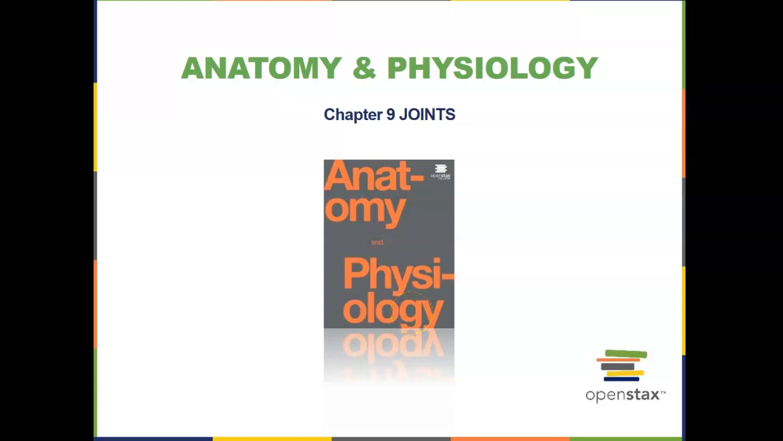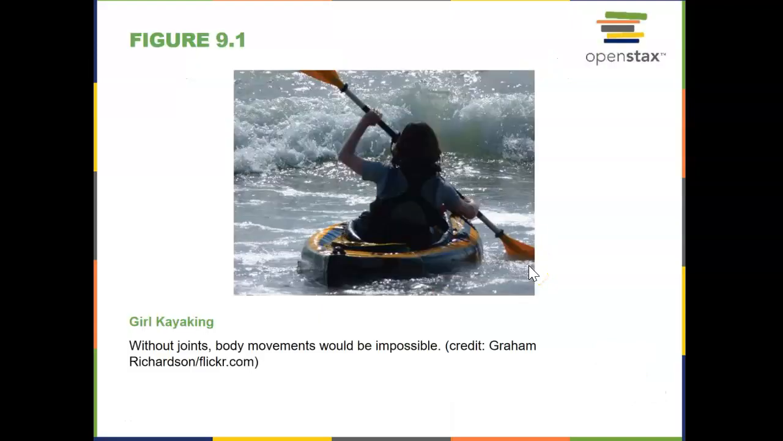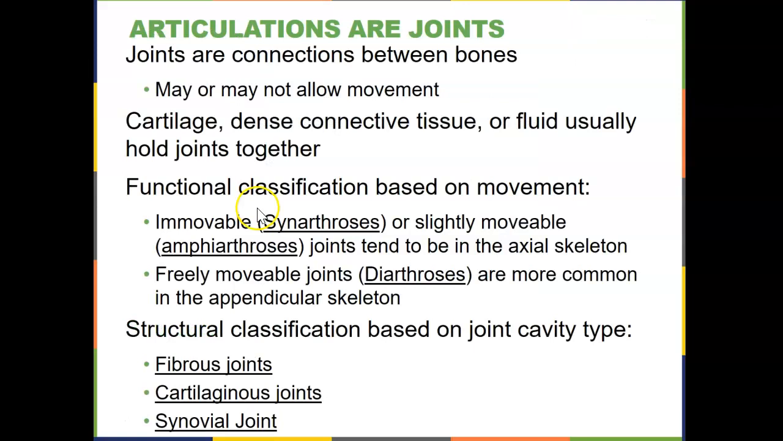Hello, this is Chapter 9 on joints, and this is going to end our Unit 2, osseous tissue and bones. Without joints, the body couldn't move because we would be stiff, linear bones. What joints allow us to do is bend so that we can move around, run, walk, and as you can see here, make angles with our appendages.